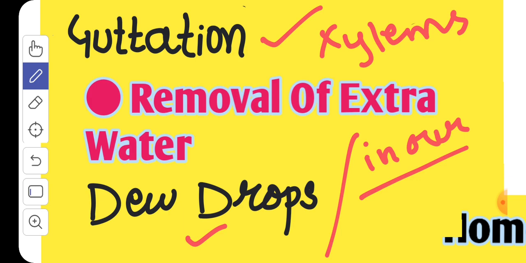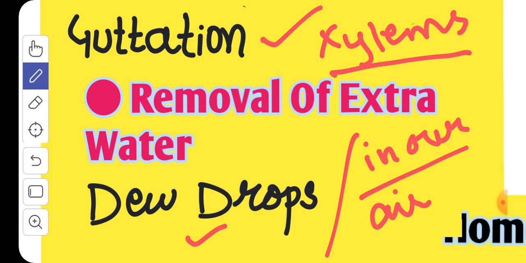I repeat once again that guttation water droplets are present just at the edges of the leaves, and this is the water which is released by the xylem vessels. Clear? But dewdrops are the water vapors which are already present in our air, that become condensed, and they drop on the plant surface in the form of dewdrops. I hope this topic is clear to you now.